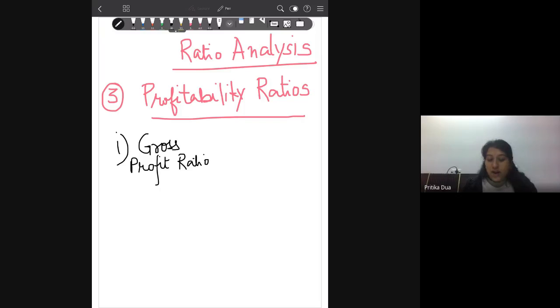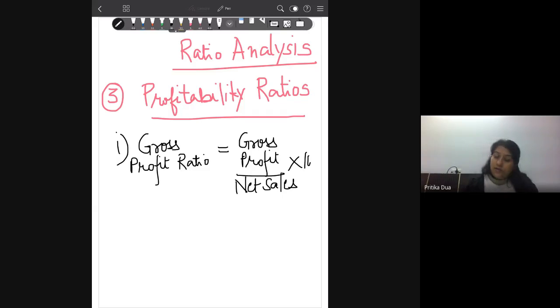So first let's write the formula. Gross profit upon net sales into 100, which means you're getting the gross profit ratio in percentage terms. Obviously, a high gross profit would be good for the firm. So higher the ratio, better it is for the firm.